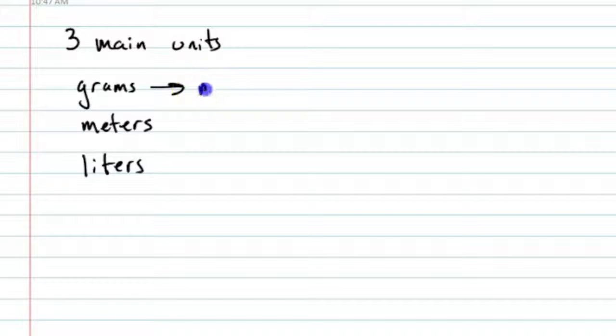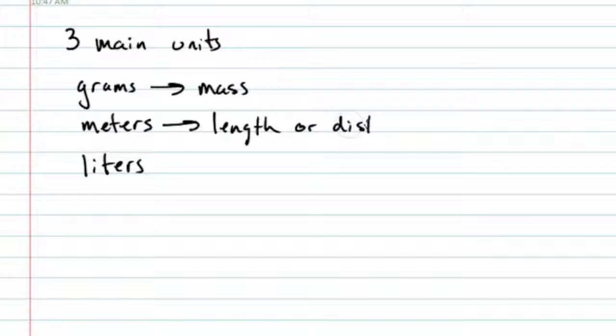Grams are going to be used to measure mass, which is essentially how heavy something feels, how much space something takes up. Meters is going to be length or distance. That's probably the one that you're most familiar with if you've never worked with metric units before. And liters is going to measure volume, just like gallons or pints measure how much space something takes up or how much space something occupies. This works that same way.